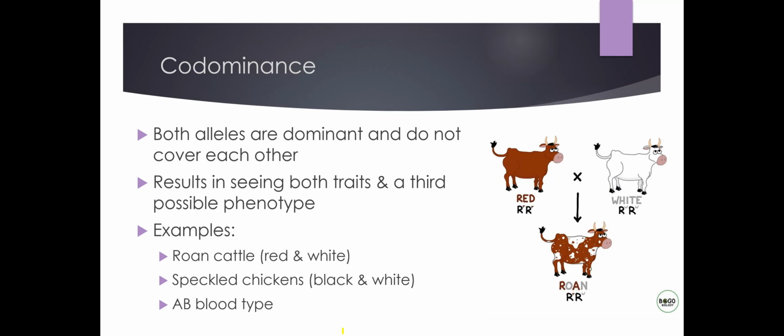Now another type of non-Mendelian inheritance is codominance, and this is where both alleles are dominant. And so neither one is going to be overshadowed by the other.